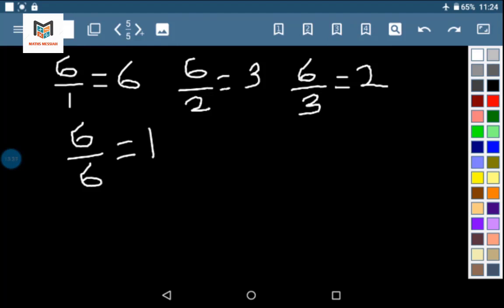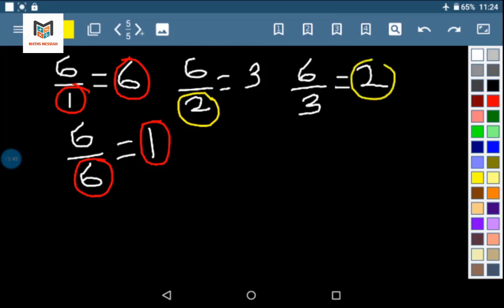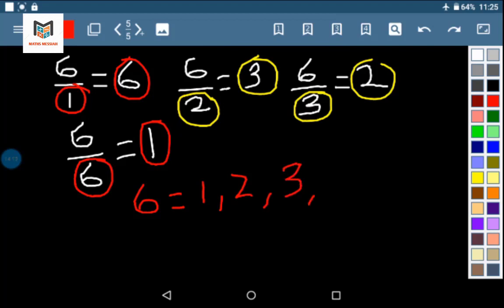But you can see some repetitions inside. You can see here that 1 is repeated here. Then 6 is also repeated here. In the same way, 2 is repeated here and 3 is also repeated here. So to list them, don't write all. If they are repeated, write only 1. So the factors of 6 are 1, 2, 3, and 6.